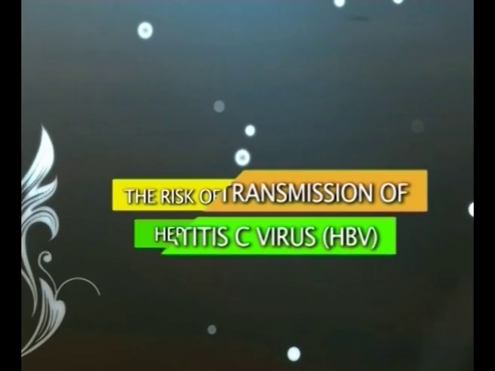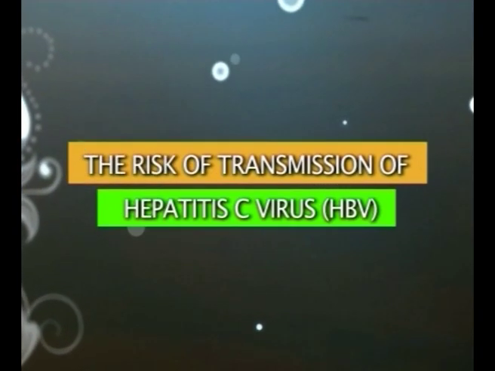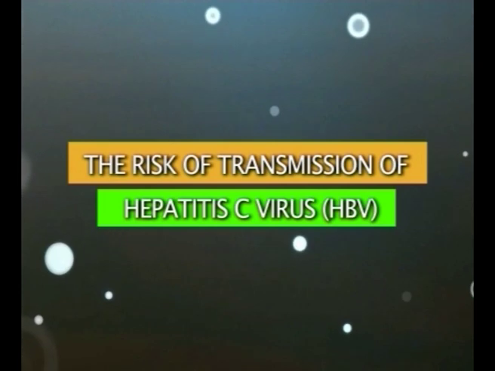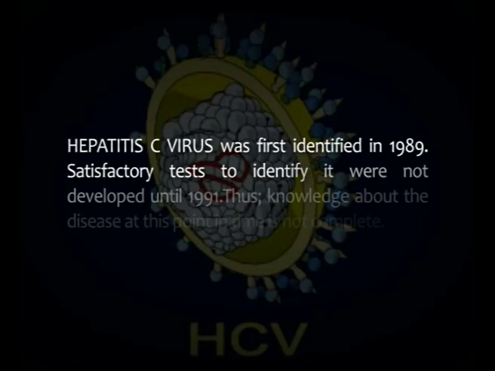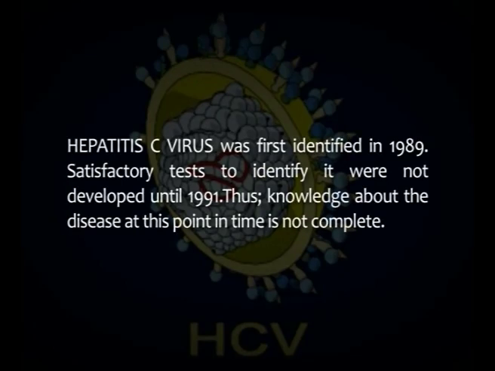Now we have the risk of transmission of hepatitis C virus. The hepatitis C virus was first identified in 1989. Satisfactory tests to identify it were not developed until 1991. Thus, knowledge about the disease at this point in time is not complete.